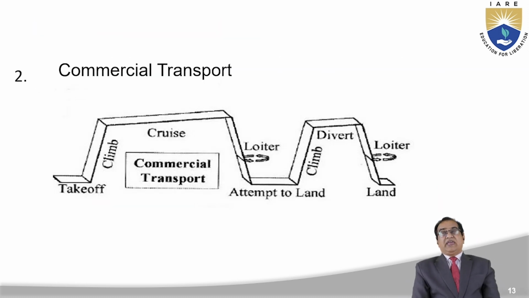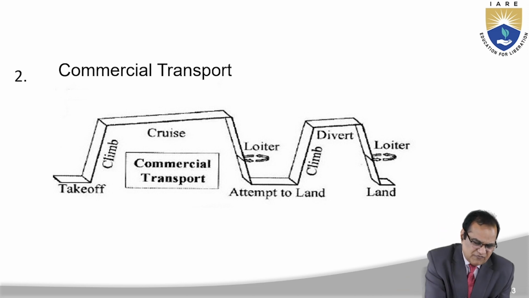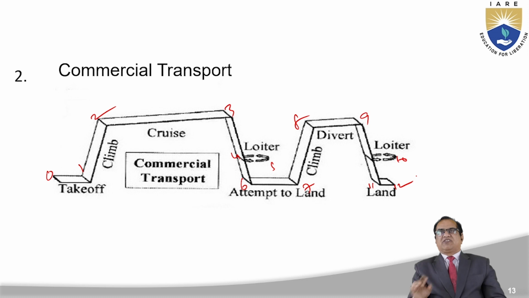Now I will go to another type, commercial transport, bigger aircraft like Boeing, Airbus 320, 380, Boeing 757. These all go from one city to another, and another, and another. Like this, they can go to different airports. That time we use this type of mission profile. In the same way, it is 0, 1, 2, 3, 4, 5, 6, 7, 8, 9, 10, 11, and 12. I just gave the numbers.